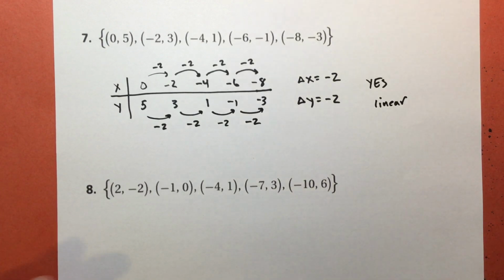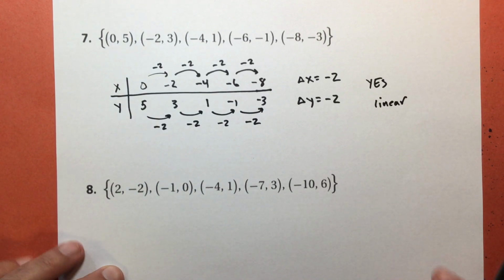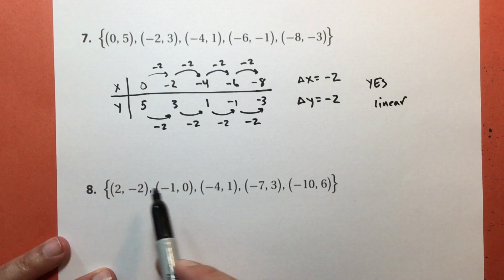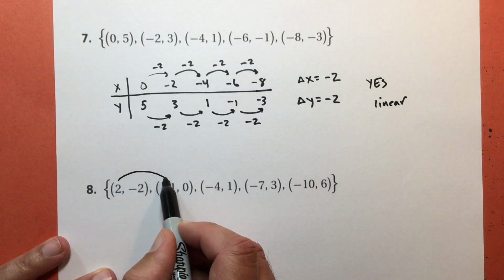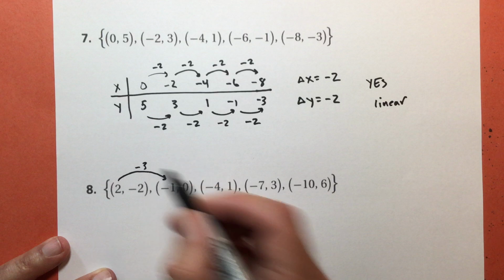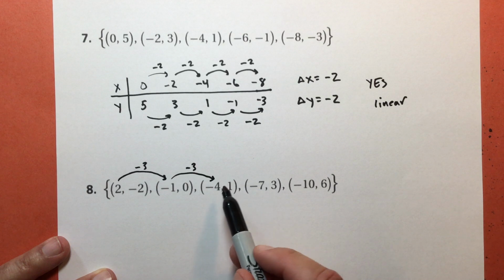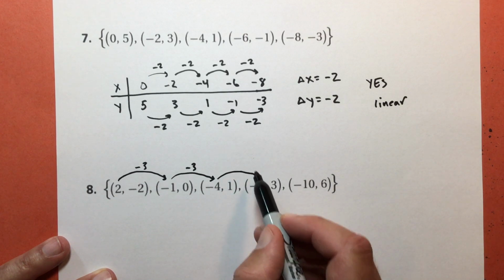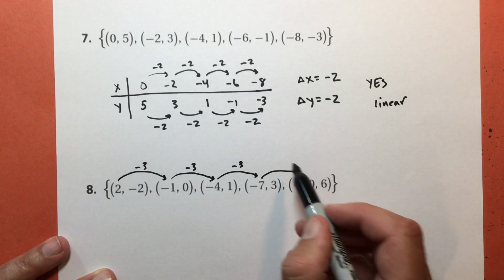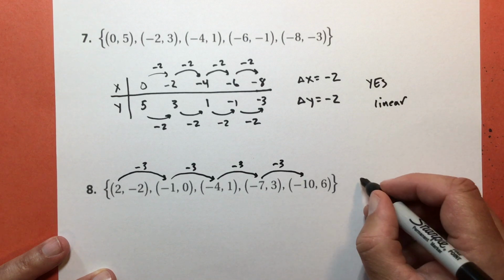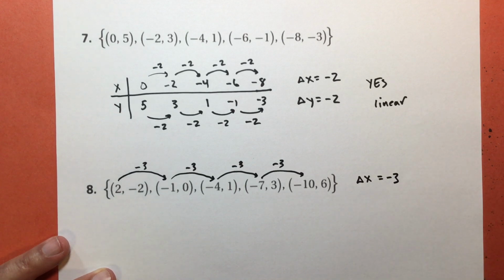For number 8, I'm going to show you a way to do it without writing the table. But again, you can make the table. I'm just going to look at the x's. 2, negative 1, negative 4, negative 7, negative 10. To go from 2 to negative 1, that's down 3. To go from negative 1 to negative 4, that's also down 3. To go from negative 4 to negative 7, that's also down 3. And to go from negative 7 to negative 10, that's also down 3. So my change in x, because I was looking at the x values, is negative 3.